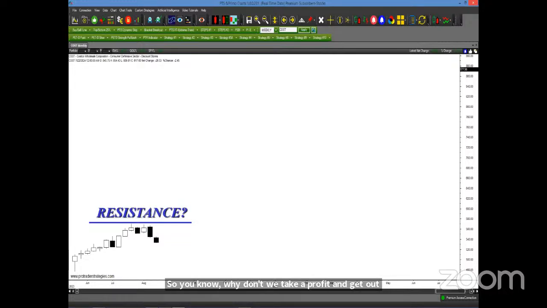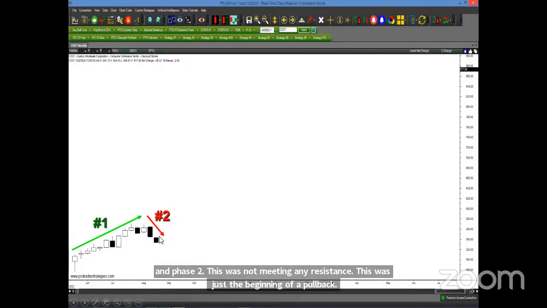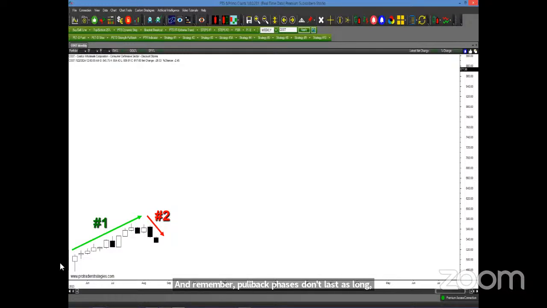This is why a lot of traders miss those big moves, because you're not really aware that this was actually phase 1 and phase 2. This was not meeting any resistance. This was just the beginning of a pullback. And remember, pullback phases don't last as long, usually, as phase 1. So you can get in as long as you know where the signals are.